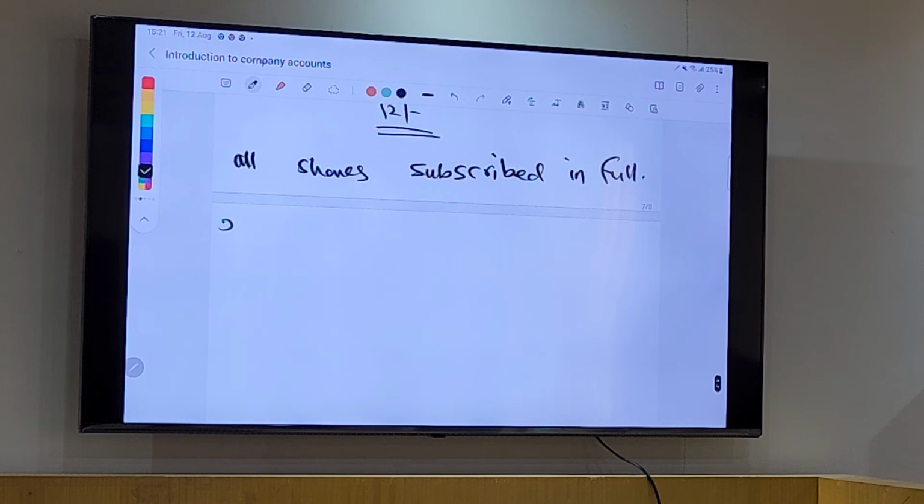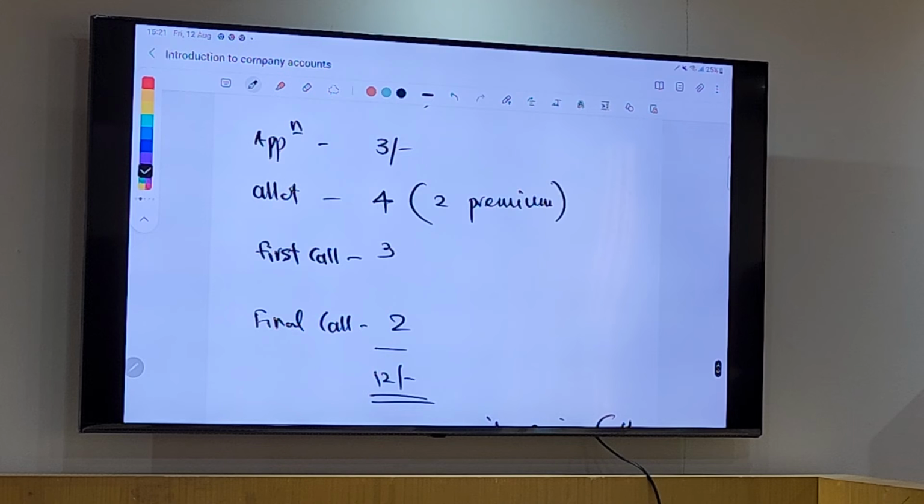So now we will do the double entry. The premium will be called in the allotment only. That's where the premium is called.